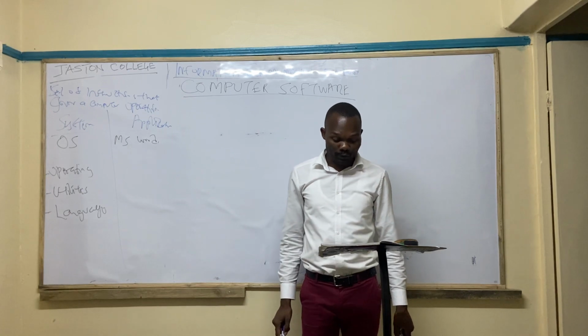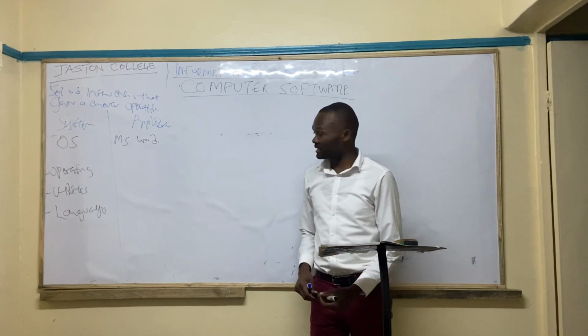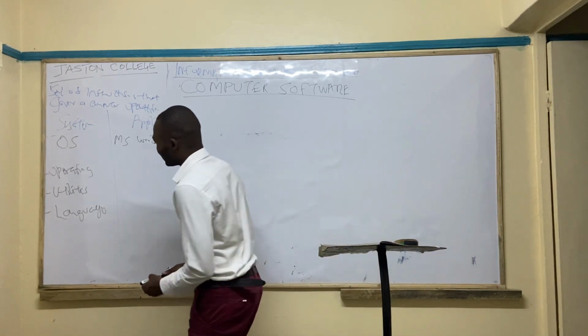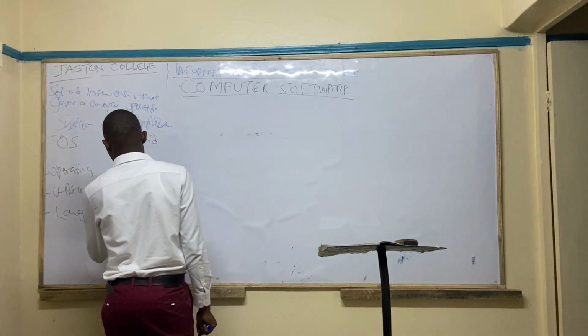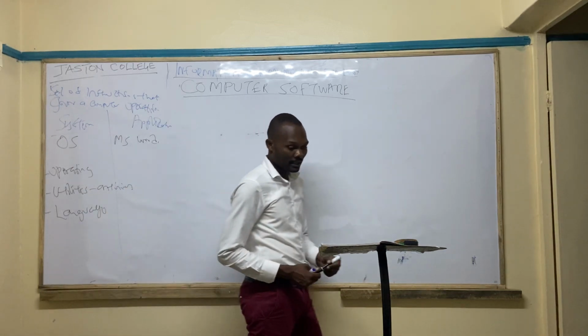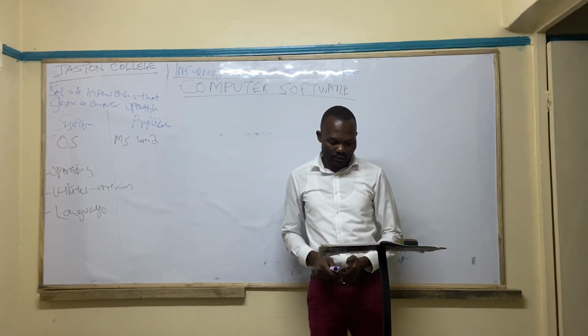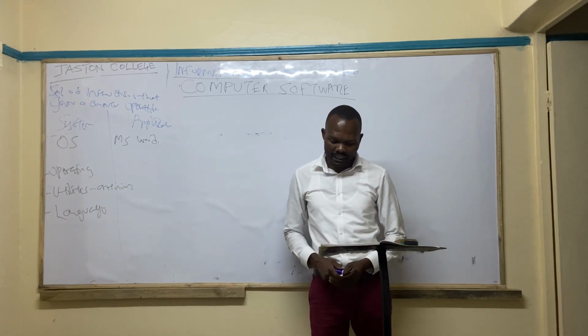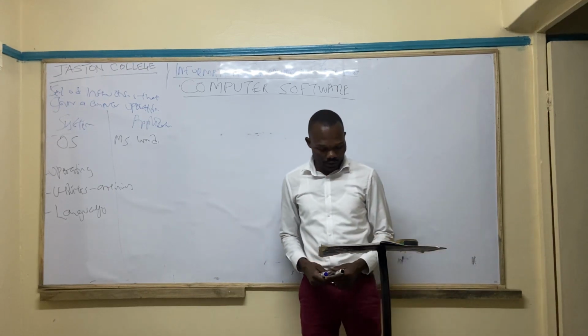Then we have utility software. These are software that come to solve a specific problem, for example antivirus. That's a utility software. Then language translators. These are software that have the capability to change information from one language to another.